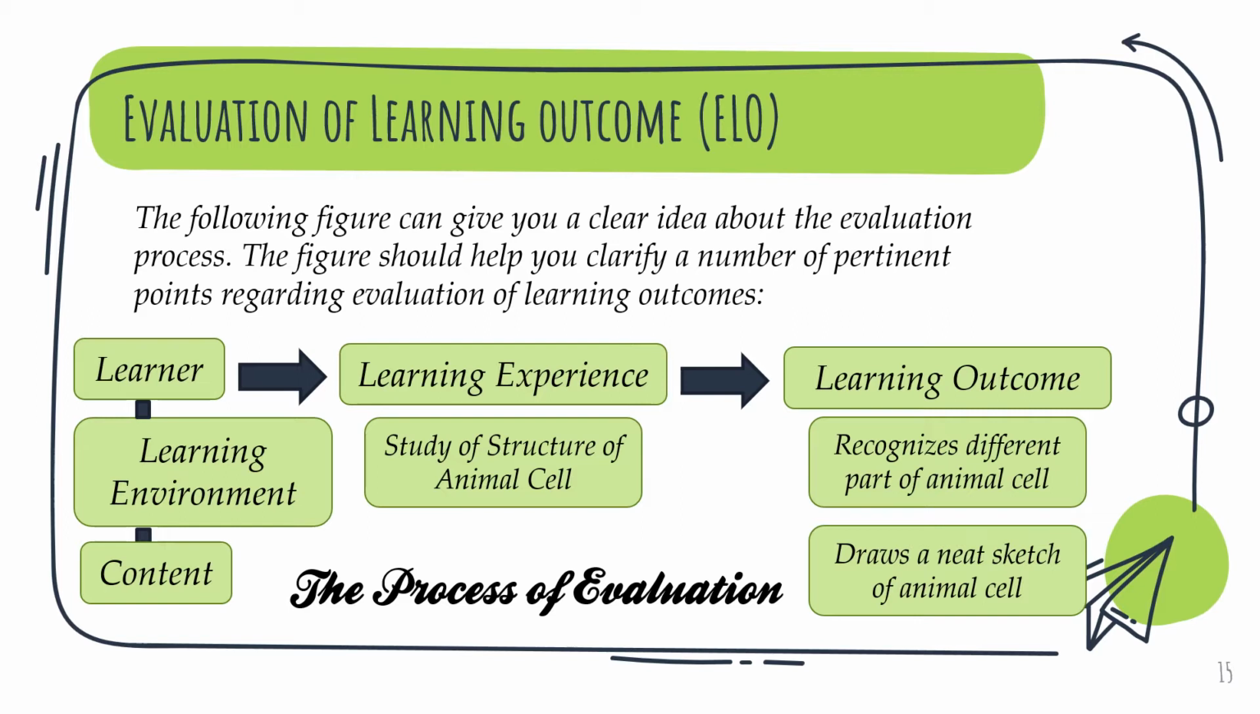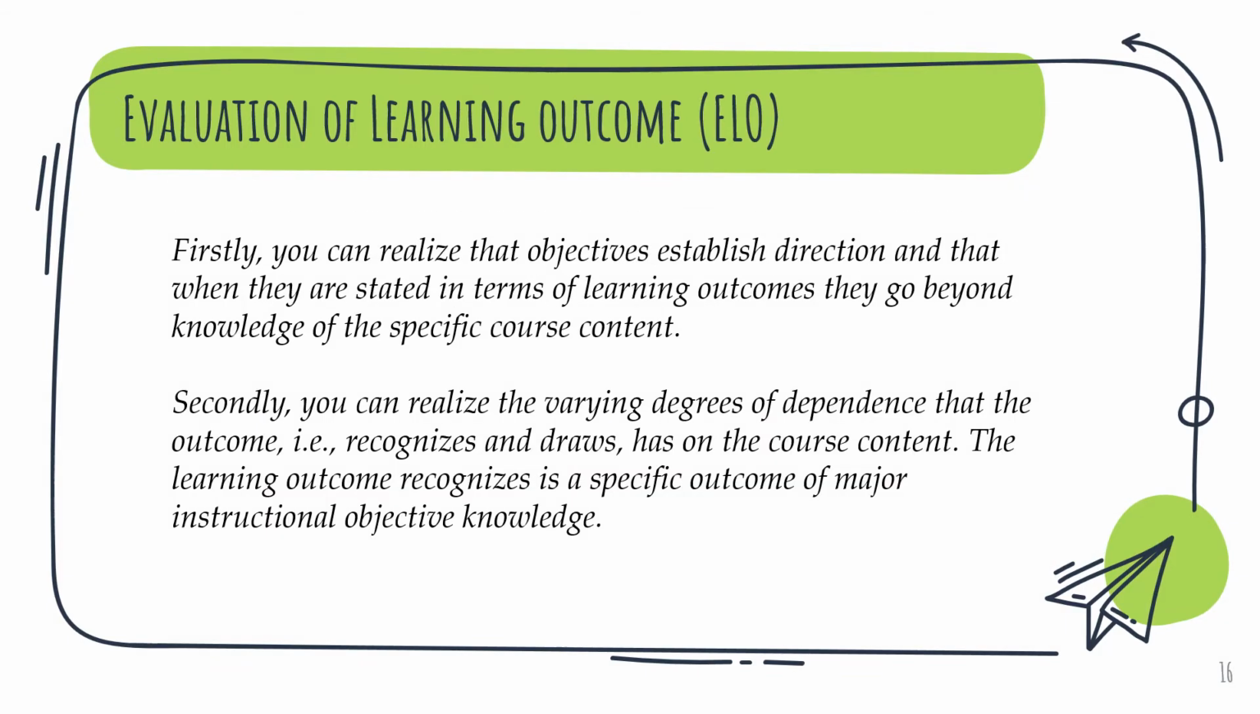Presented on your screen is how the process of evaluation occurs. Seen inside the boxes are the learner, the learning environment, and the content being related to the learning experience and finally, the learning outcome. Obviously, the example is respective to science subjects since we don't discuss the structure of an animal cell in our major. Kidding aside, let's analyze this given example.